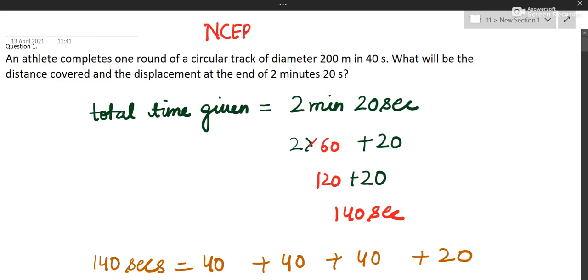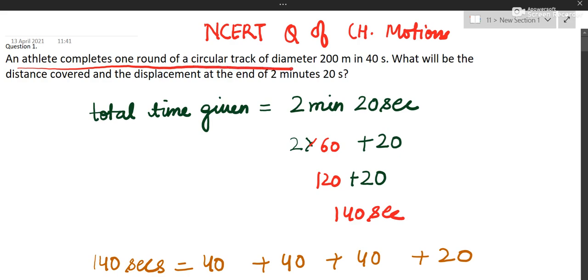These are NCERT questions of chapter motion. First 4 questions. An athlete completes one round of a circular track of diameter 200 meter in 40 seconds.